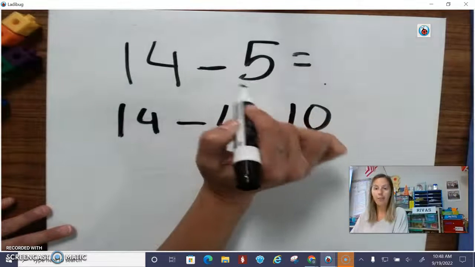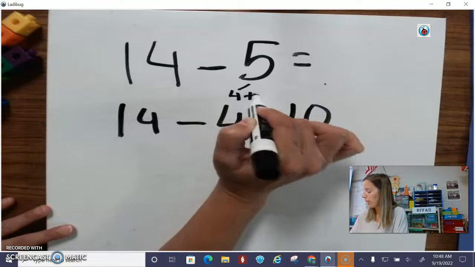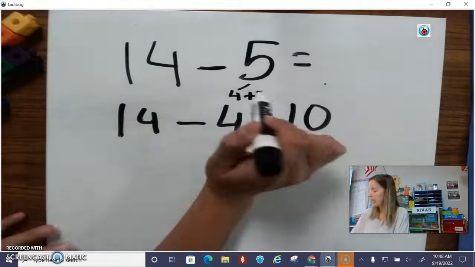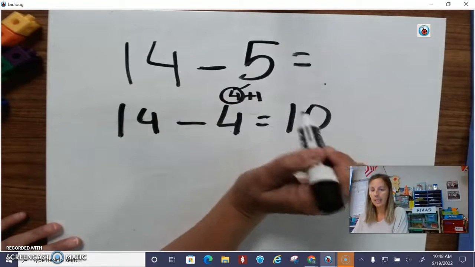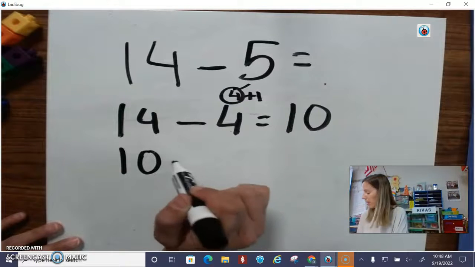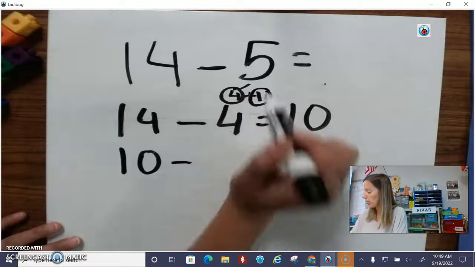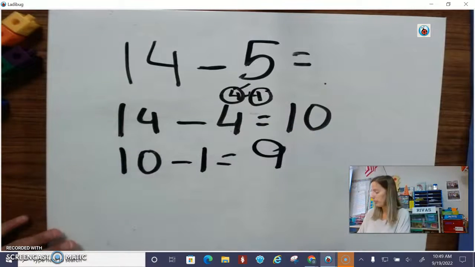But this is not a 4, this is a 5. And 5 is 4 plus 1. So first, I'm going to subtract this 4 to get a 10. Then when I have a 10, that is an easy number for them, I can subtract the rest, the 1. 10 minus 1 equals 9. So I'm going to do it one more time.